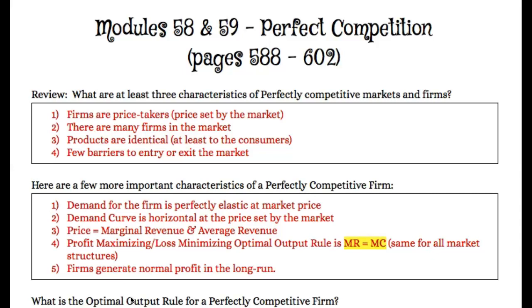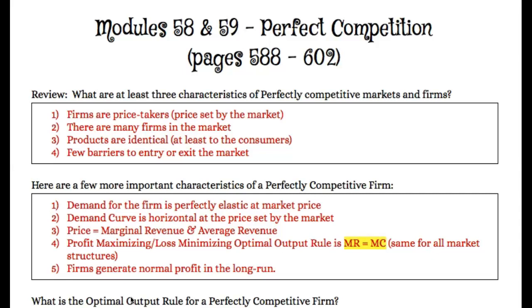So we're going to start with a quick review. What are some characteristics of perfectly competitive firms and markets? I asked you to give me 3. I've given you 4 here. So first and foremost, in perfect competition, firms are price takers. The price is set by the market, and firms and consumers do not influence price. So individual firms and consumers can't really influence price in any way. That has to be set by all firms and all consumers in the market.